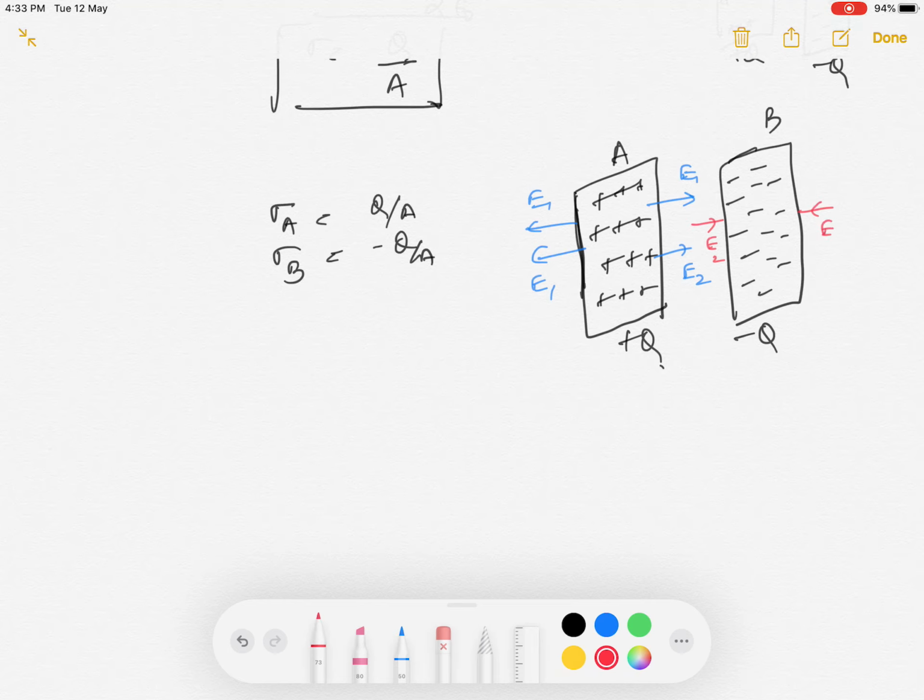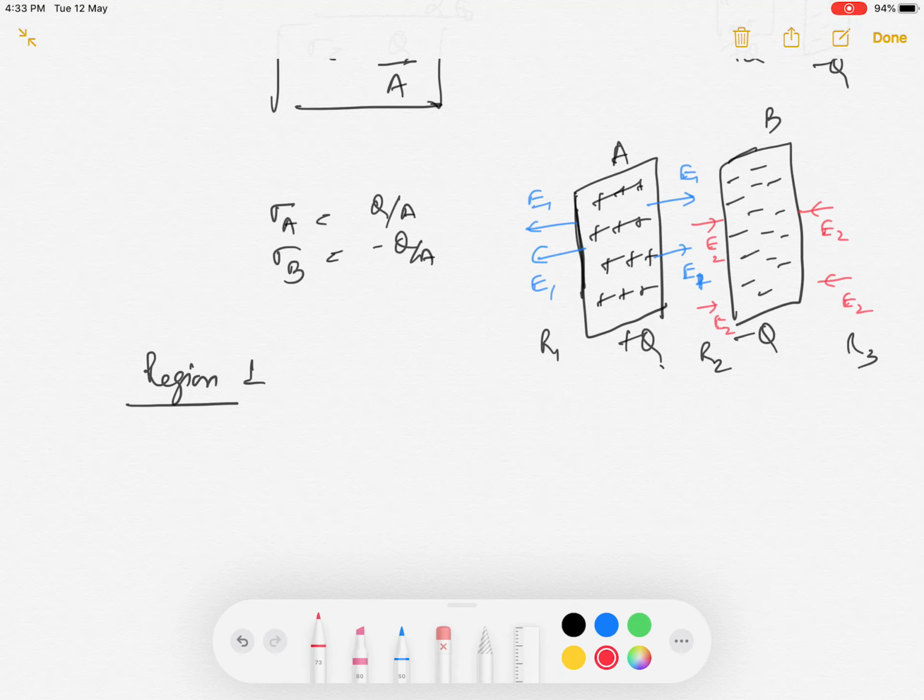E2. Here also it will be in inward direction. This was E1. So there are three regions which are to be noted: R1, R2 and R3.